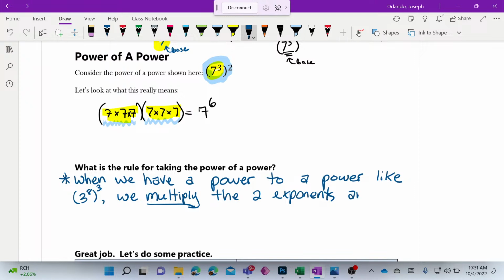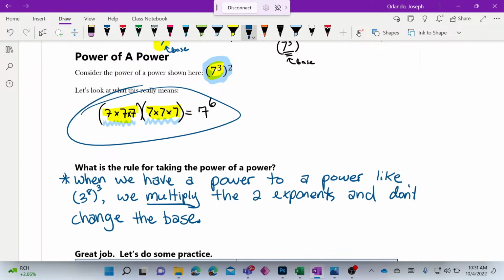And don't change the base. And maybe I should have mentioned in the previous two rules that we don't change the base, but I'm mentioning it here because here I feel like it would be natural to want to change the base. But we're not going to change the base. And again, when in doubt, draw it out, right? If you draw this out, it makes sense.